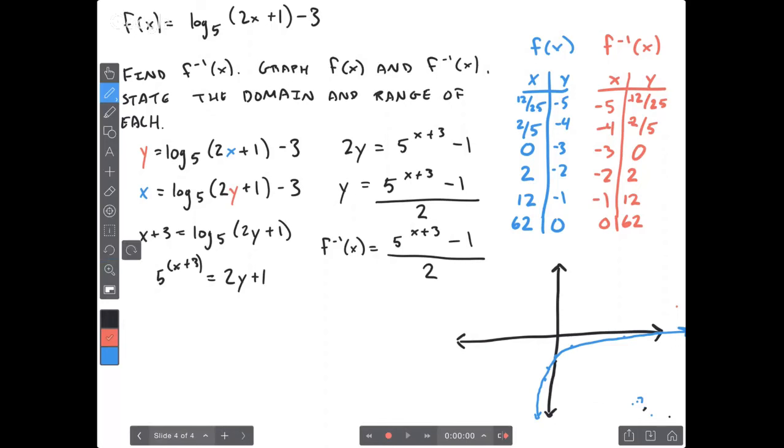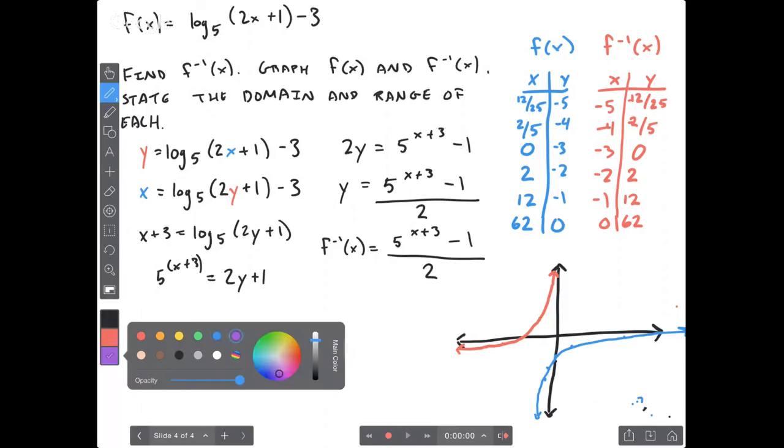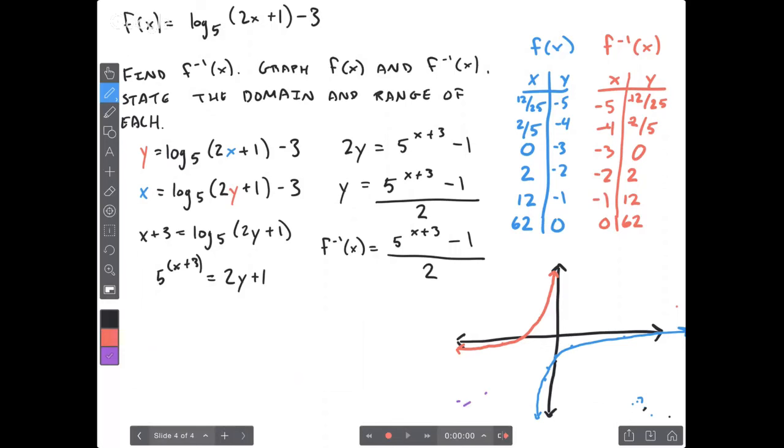-4, -2/5. -3, 0. -2, 2. -1. We'll be way up at 12. It's not going to get to 0 all the way until 62. So like that. Again, we're seeing symmetry across the line y equals x.